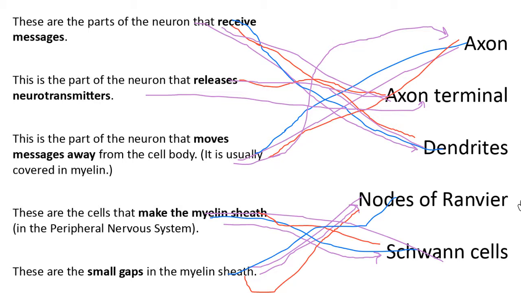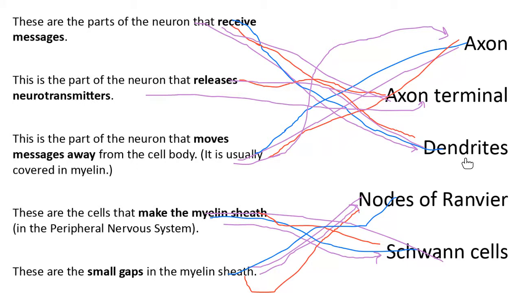Okay, so looks like we're all matched up. Let's go through and chat about these things really fast. The first part of a neuron that's going to be most important when we talk about neuron signaling is these parts called the dendrites. Think about dendrites like receiver dishes. They are listening for messages. Those messages come from another neuron.